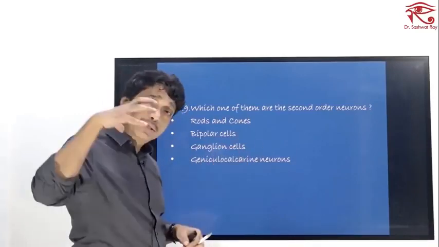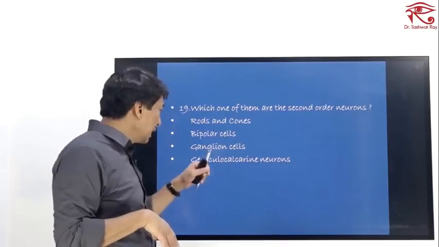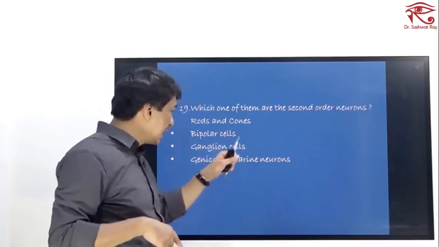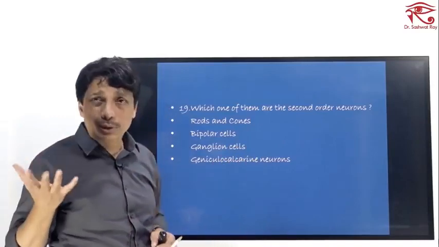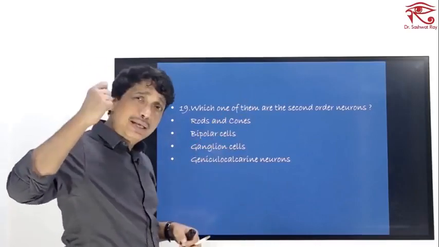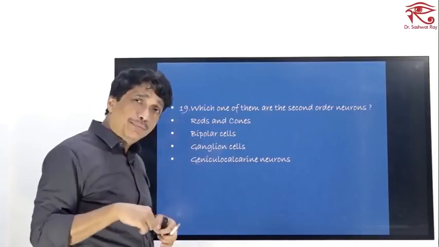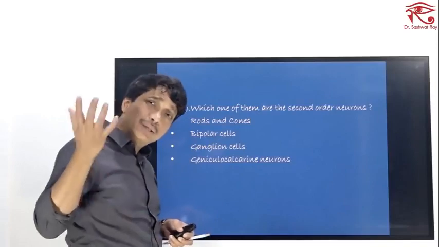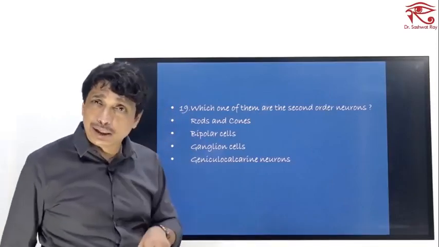They are called geniculocalcarine because they are located in the lateral geniculate body, and from there they project information to the cortex where the calcarine fissure lies. So these are the four order neurons of the human visual system. I have given the choices in the order that they are actually there in the eye. The first order, the photoreceptors, rods and cones. Second order are the bipolar cells. Third order are the ganglion cells. And fourth order is the geniculocalcarine neurons in the lateral geniculate body.